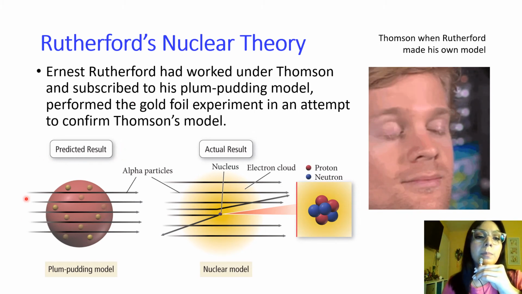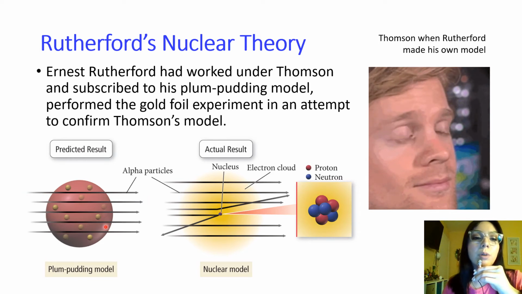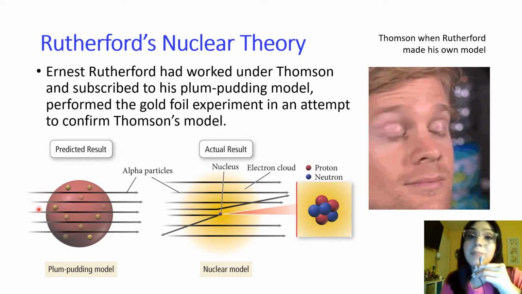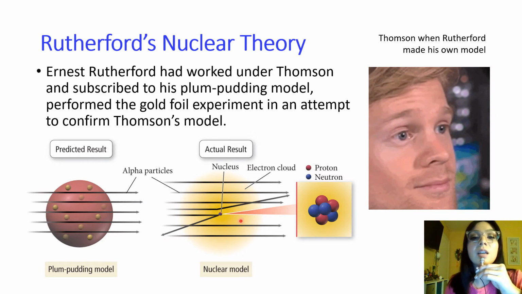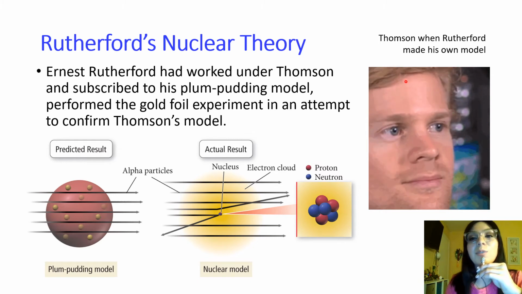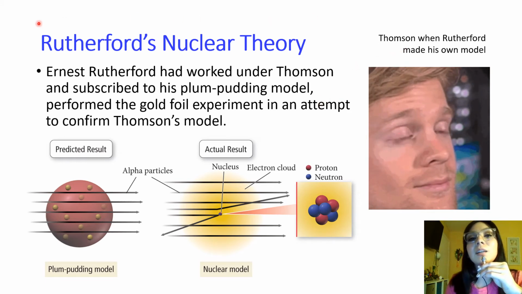And based off of Thomson's model, the plum pudding model, what you should end up seeing is that the alpha particles just pass right through all of the matter, and since all the matter is positively charged, they should just pass right through essentially. That's the prediction for that model. But what Rutherford, like we observed, actually found was that there were deflections, and these deflections showed that there was a nucleus with some positively charged particles in there.